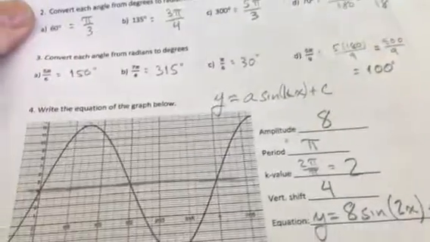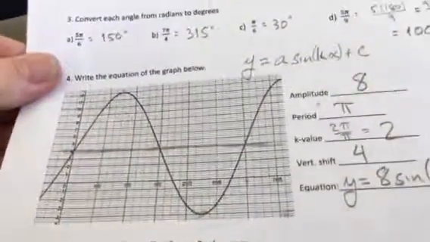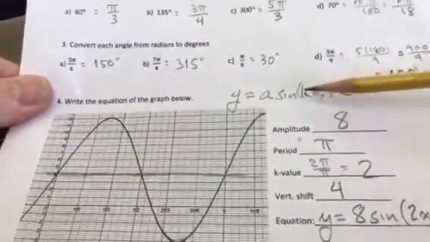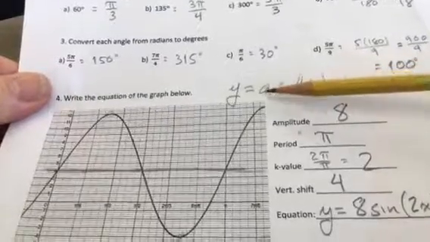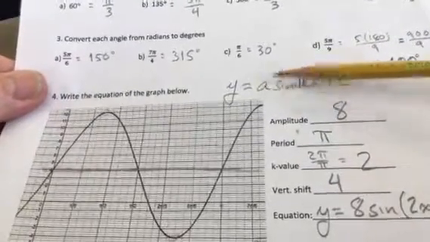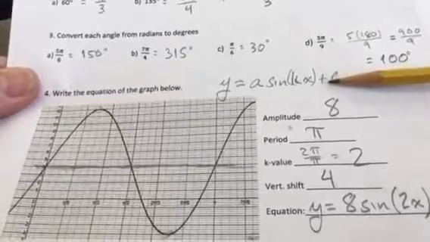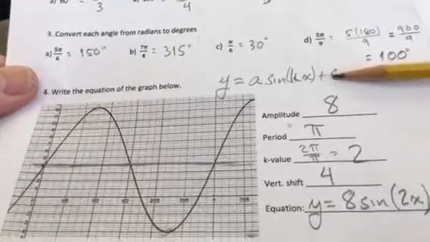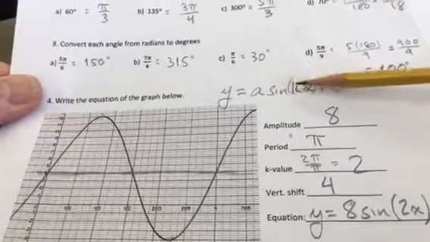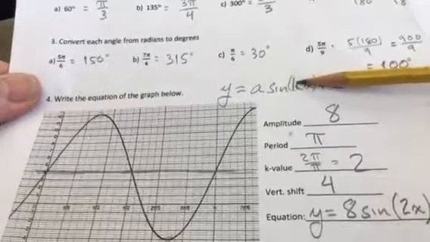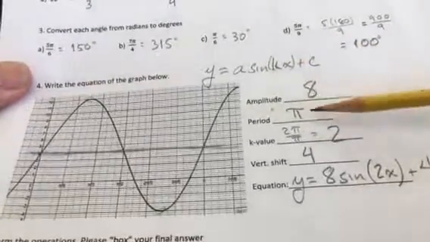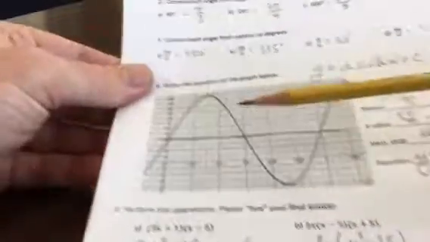So the next problem uses the equation form for a sine function here. There's A, that's your amplitude. This thing at the other end is your vertical shift. And this thing right in here, this k value, we get that from taking 2 pi divided by the period. So you look at the graph and you can tell all of those things.